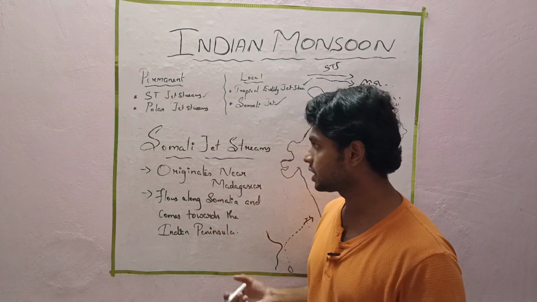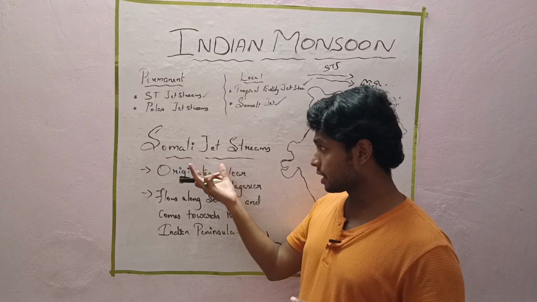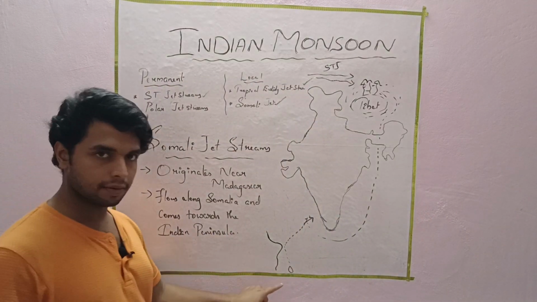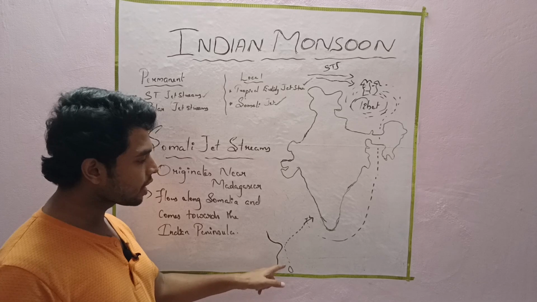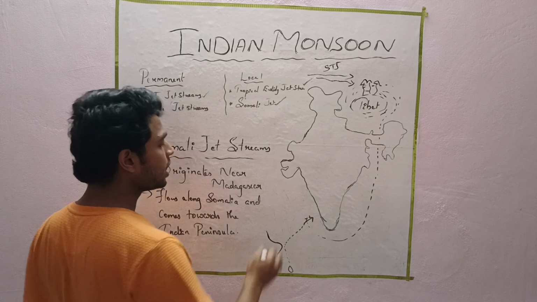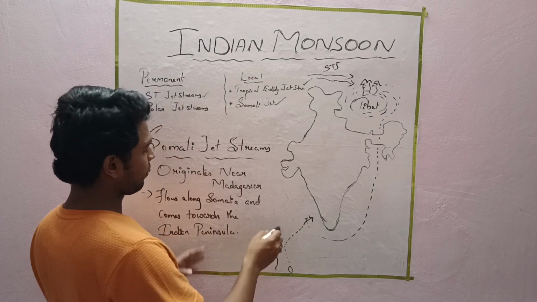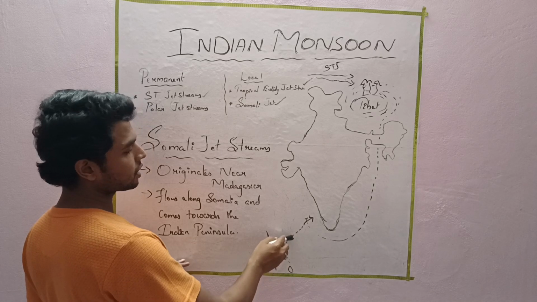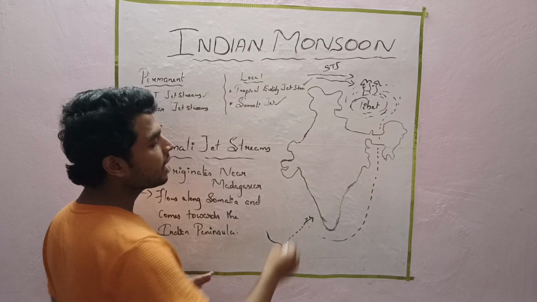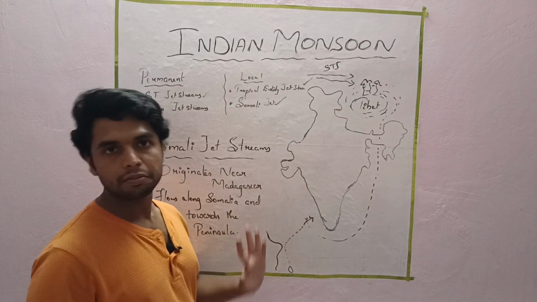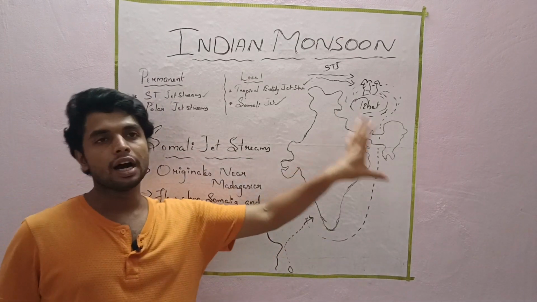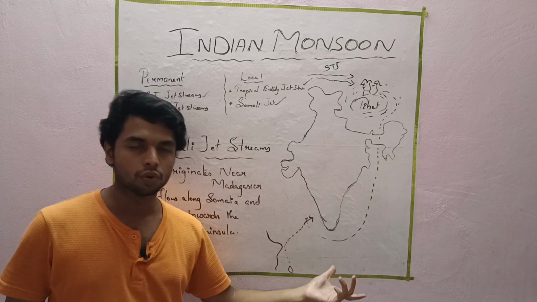Coming to the final part of jet streams, which is known as the Somali jet streams. Somali jets originate near Madagascar. Okay, this is an island. They originate near Madagascar and travel towards the Somalian region of Africa. When they travel towards Somalia, from there it flows towards the Indian peninsula. When it flows towards the Indian peninsula, it again will strengthen the Indian monsoon. So in that way, Somali jet streams also take part in influencing the monsoon in India.